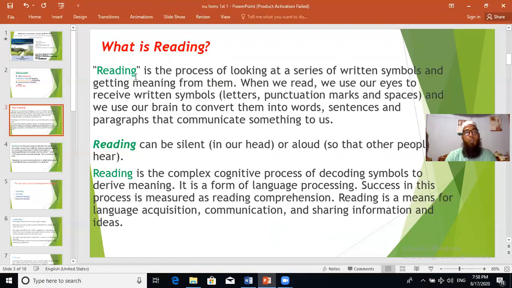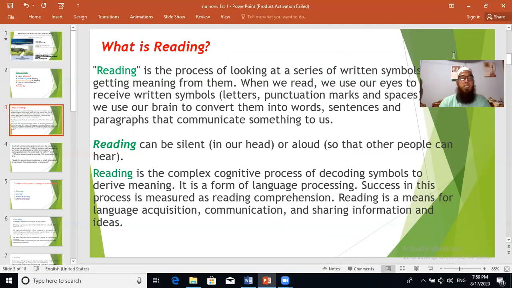So when we read, we look at some symbols and we get meaning from them. This is the gist of this definition. There is another definition here. Before going to the definition, we see reading can be silent in our head, that means when we read for ourselves silently, or it may be aloud. Reading may be aloud so that other people can hear.